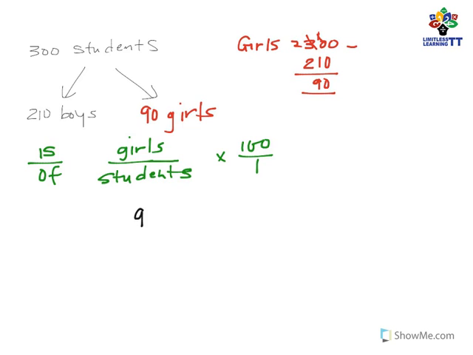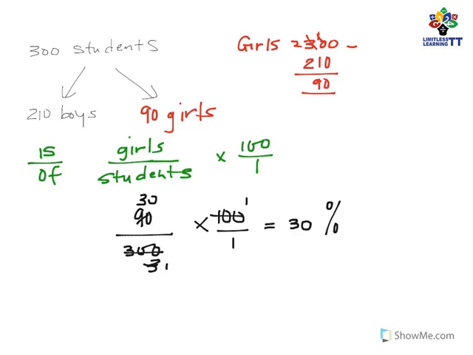So my number of girls is 90. I just found that out. My number of students is 300 in total. I'm going to multiply that by 100 over 1. So 100 divided by 100 is going to give me 1. 300 divided by 100 is going to give me 3. Then I can look at 90 and 3. 3 into 3 is 1. 90 divided by 3 is going to be 30. So now I'm left with 30%.